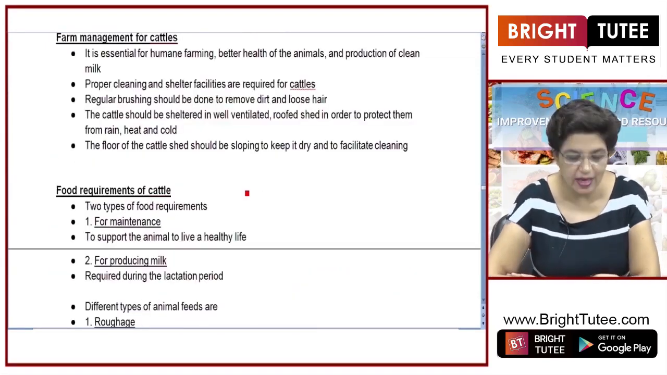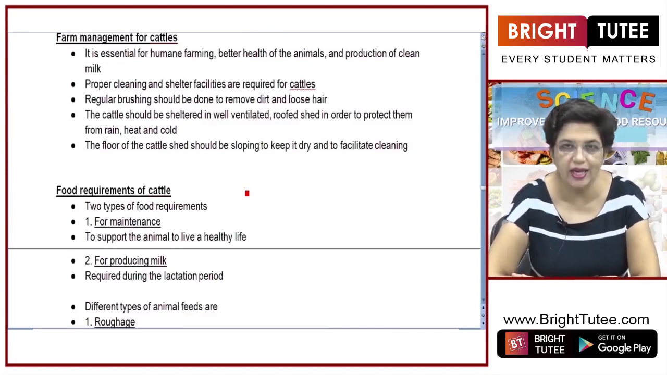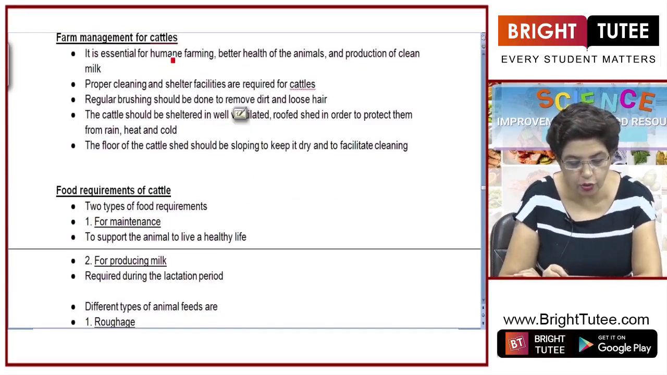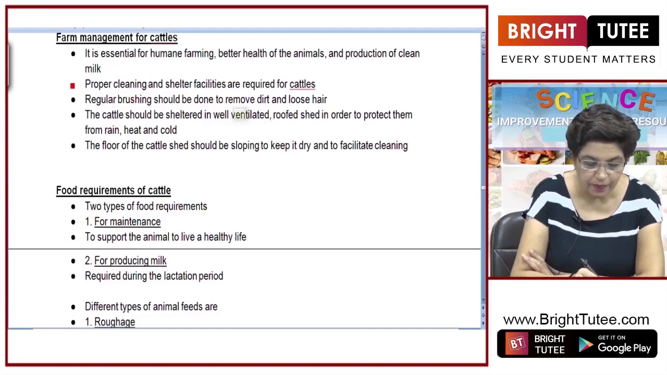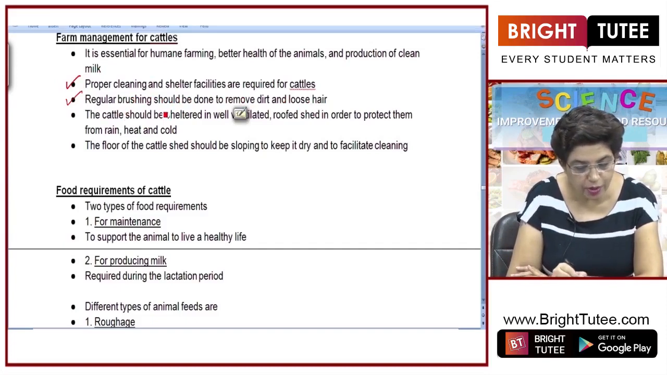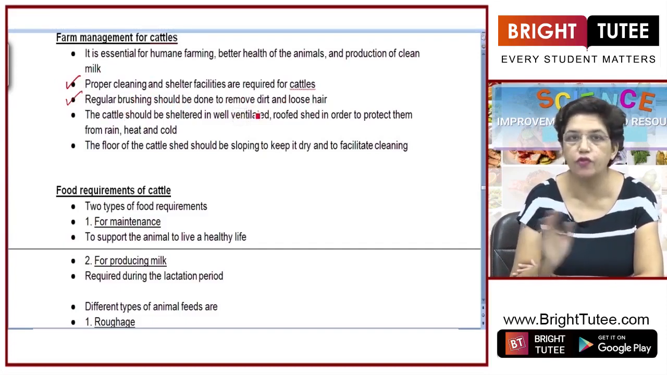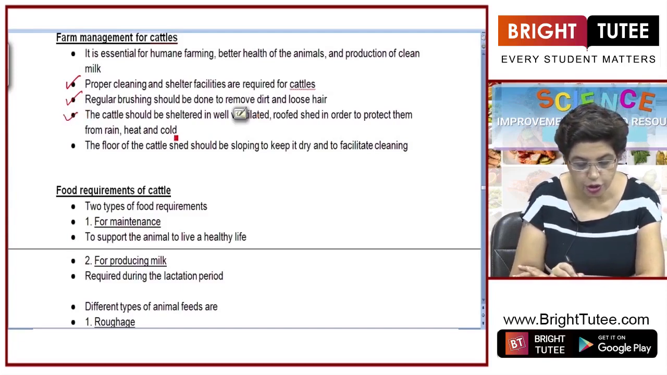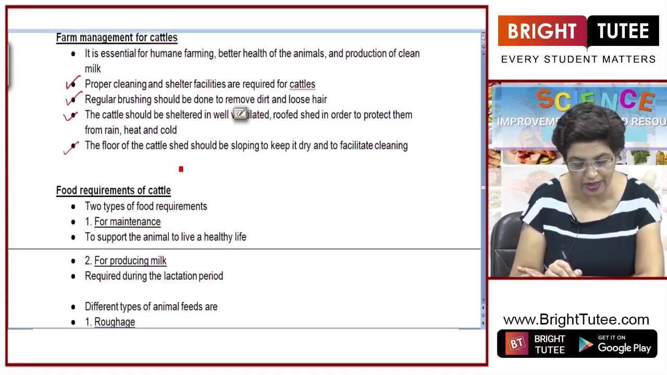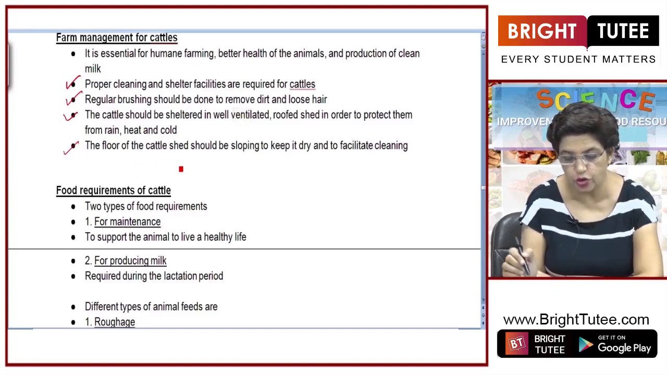Next topic arises, what are the farm management practices for cattle? How we need to manage the farm or the shelter. Now, it is essential for humane farming, better health of the animal and production of clean milk. So, what can be done? Firstly, proper cleaning and shelter facilities are required for cattle. Second, regular brushing should be done to remove dirt and loose hair from their body. And third, the cattle should be sheltered in a well ventilated roofed shed in order to protect them from rain, cold, heat. And lastly, the floor of the cattle shed should be sloping to keep it dry and to facilitate cleaning.